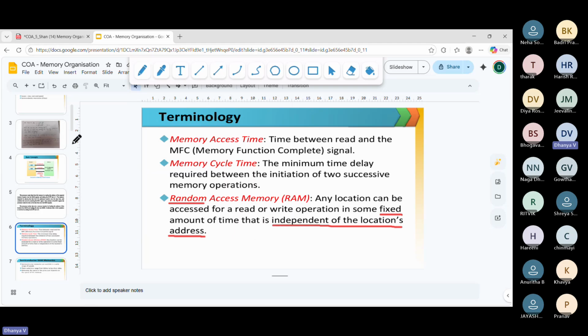So that was the basic structure of how it works and then your basic terminologies. I'll move on now.